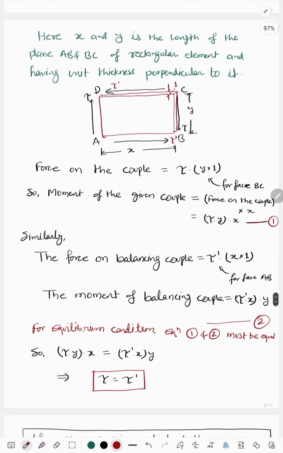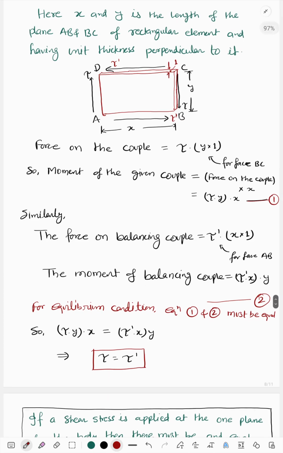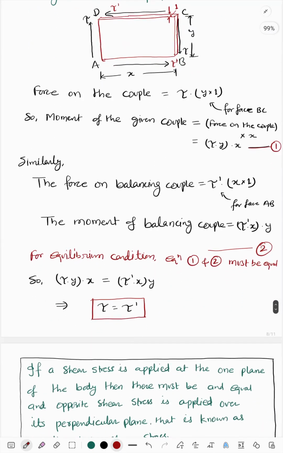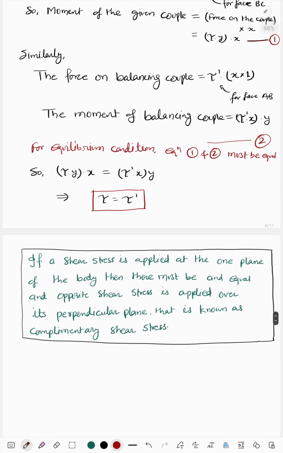As we are considering the equilibrium condition, both the moments will be equal, which maintains the equilibrium condition. So tau will be equal to tau dash. Next, let us see how it is happening. If a shear stress is applied on one plane of the body, then an equal and opposite shear stress must be applied over its perpendicular plane. That is known as complementary shear stress.